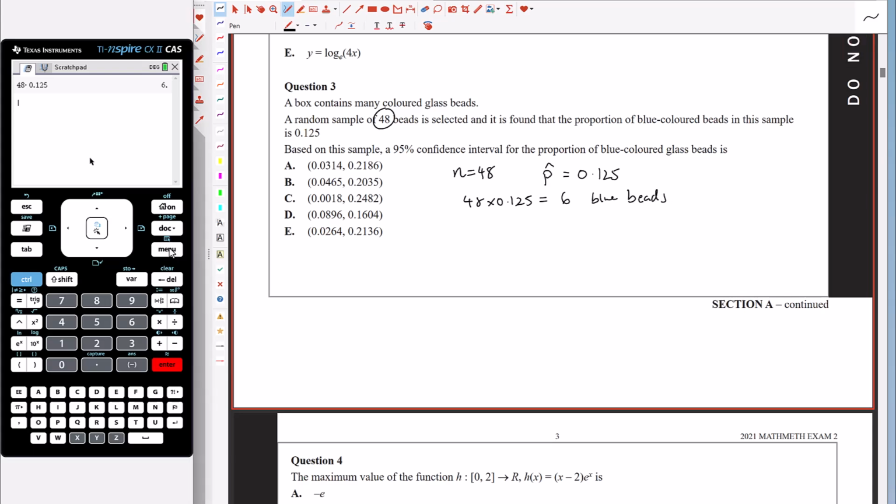And so therefore when we do the confidence interval with the CAS, so menu 6, 6, 5 for confidence intervals, the number of successes is 6. And the n value, the size of the sample, is 48, and we want a 95% confidence interval, so we'll leave the confidence level at 0.95. And then we're looking at that C lower and C upper, so confidence lower and confidence upper, the limits of our interval, and so we've got 0.0314 and 0.2186, which is option A.